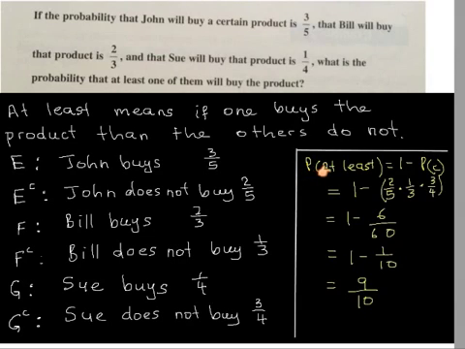So the probability that at least one of them will buy the product is 1 minus the probability that none will buy the product. So it's 1 minus the probability that none will buy the product, which would be 2/5 multiplied by 1/3 multiplied by 3/4. It's 1 minus 1/10, and the final answer is 9/10.